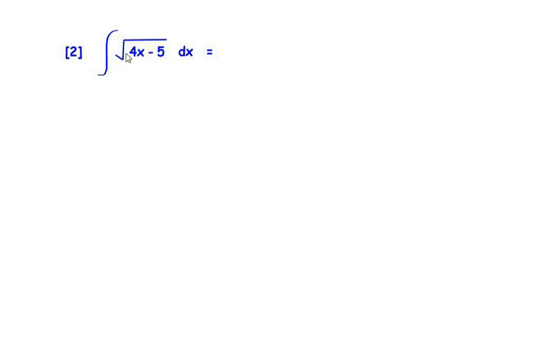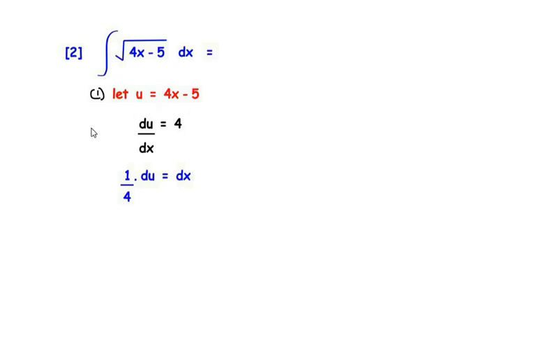Integrate square root of 4x minus 5 dx. Now 4x minus 5 is of the form ax plus b, where a is 4 and b is negative 5. Since the expression under the square root is a linear expression, we are going to use u is equal to ax plus b substitution. So this is our step number 1. Let u be equal to 4x minus 5.